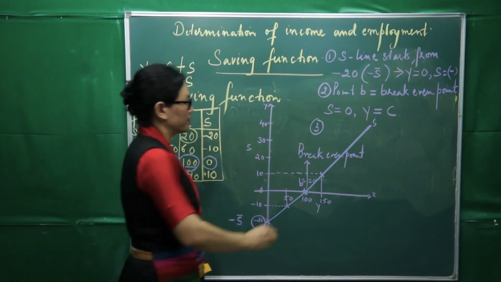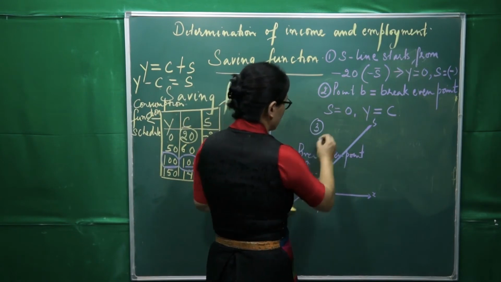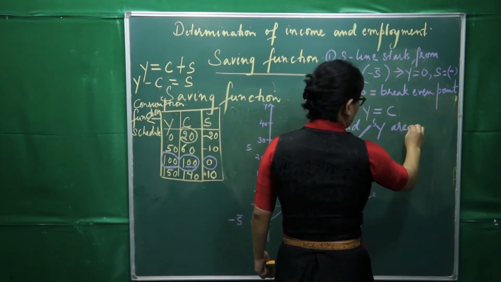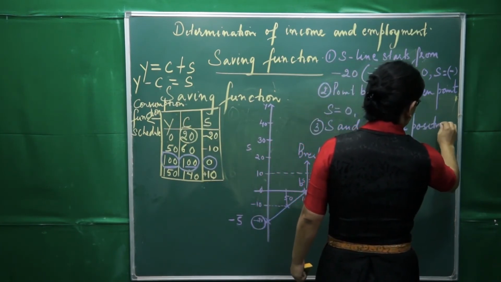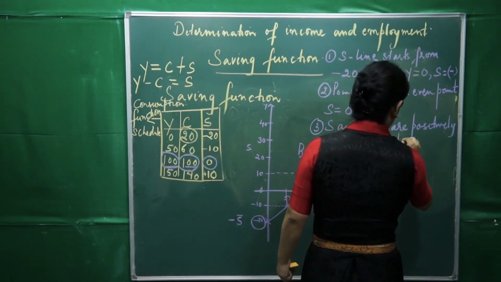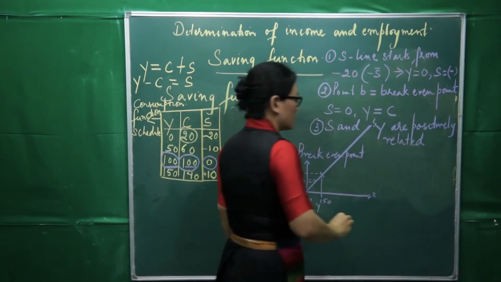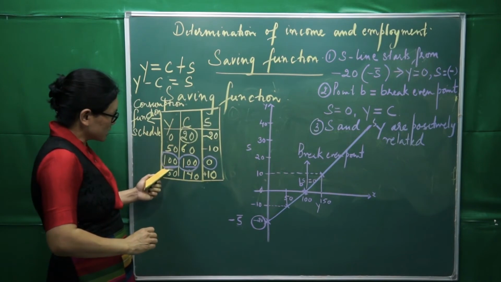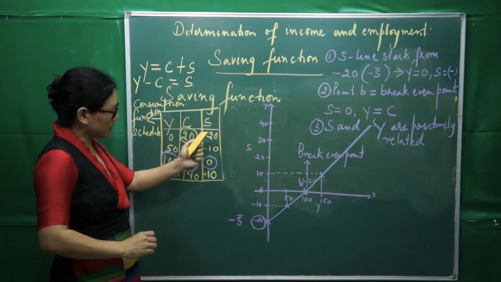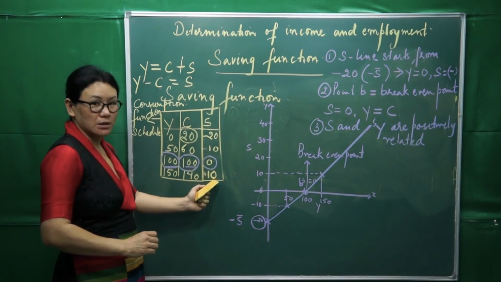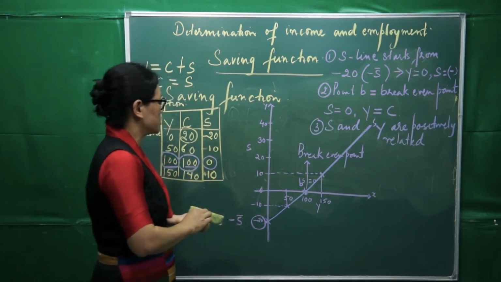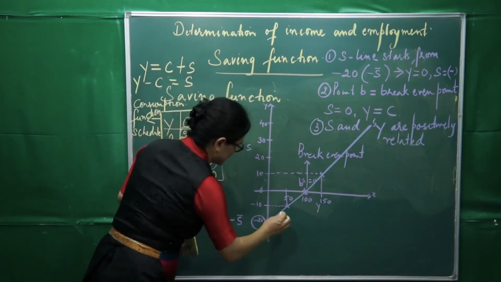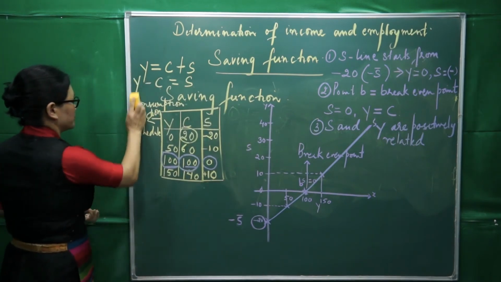Third observation. Positive relationship. Saving and income are positively related. Right? So as the income is increasing, see here, as the income is increasing, what is happening? Saving is also increasing. Okay? Positive relationship.